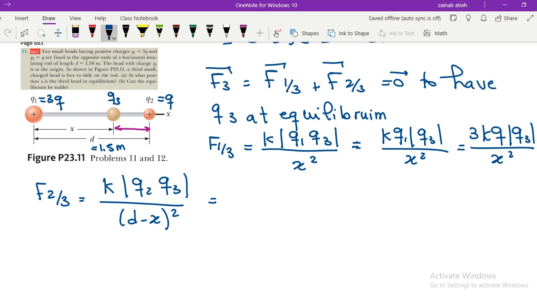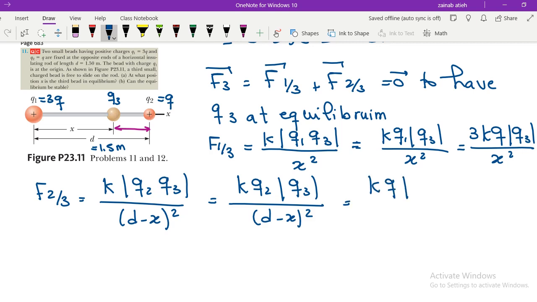Now I will substitute Q2 for its value. Q2 is positive so it comes out of the absolute value, so Q2 absolute Q3. You can do it as one step. I'm doing it as 2 steps, and I will substitute Q2 with Q, so K Q absolute Q3 over d minus x squared. Now I've got the magnitudes.